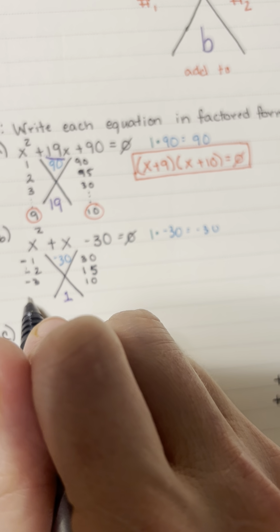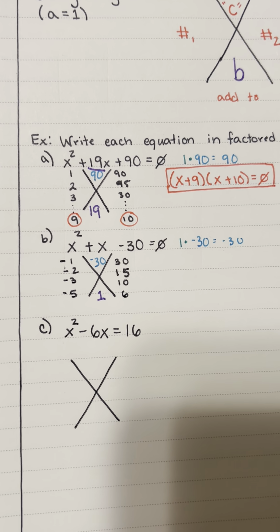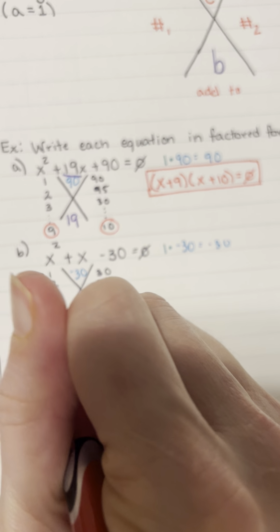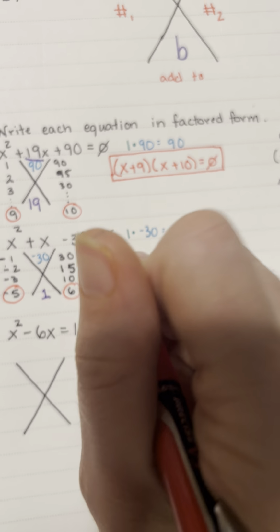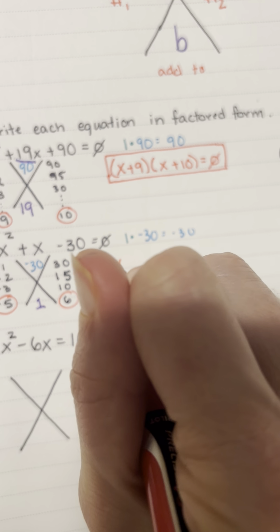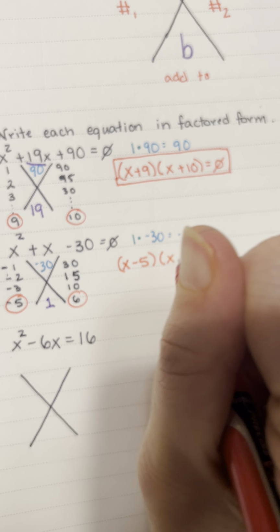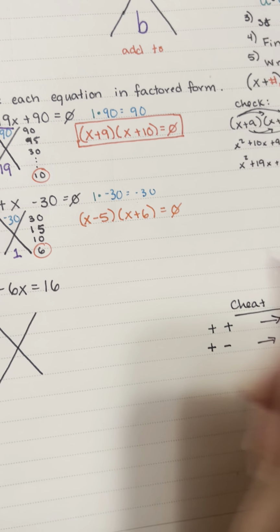So then finally I'm going to do negative 5 and positive 6. And ding, ding, ding, that is going to multiply to negative 30 and add to positive 1. So negative 5, positive 6. So my factors are going to be x minus 5 and x plus 6. And that is equal to 0.